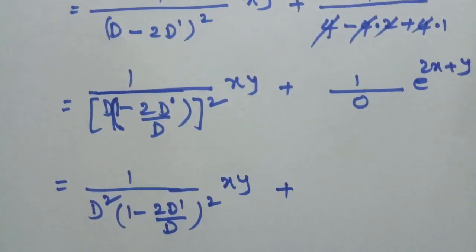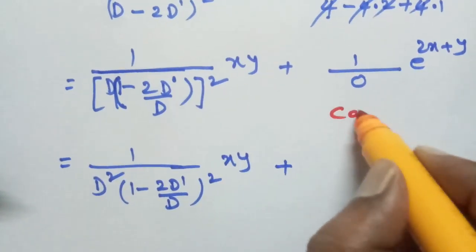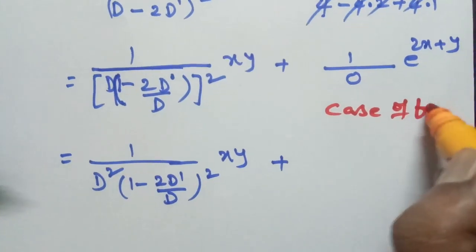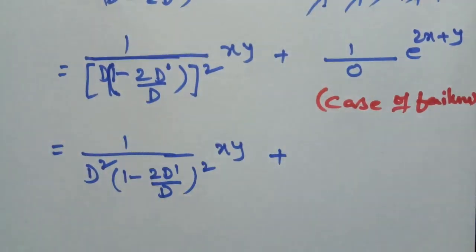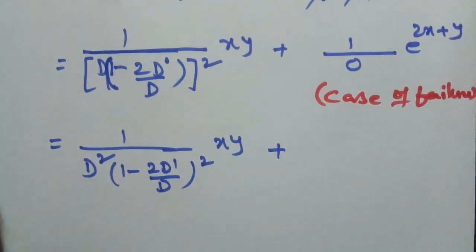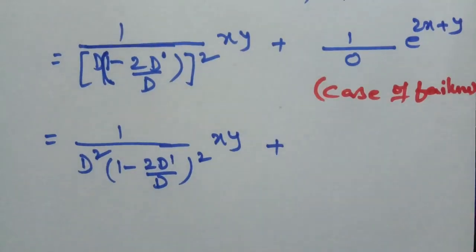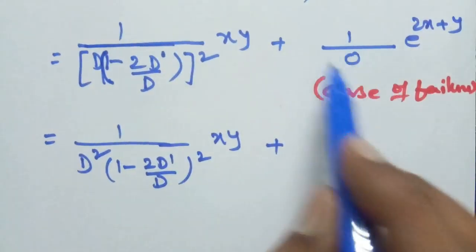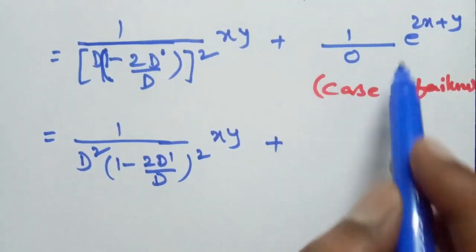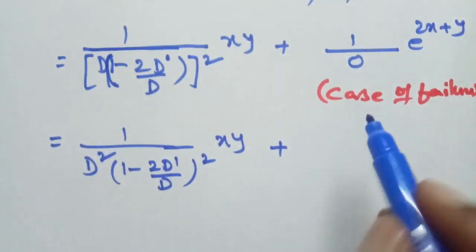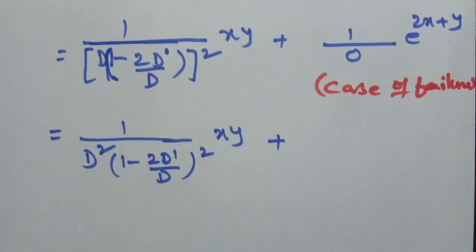1 by 0 means, as in the ordinary differential equation, here also you can treat this as a case of failure. If the denominator is 0, the value becomes infinity. Infinity means this is divergent. This is not our desired solution, so we have to find the finite value. So this is a case of failure. Infinity can never be a desired value. Therefore, this can be solved by another method, that is rule number 4.